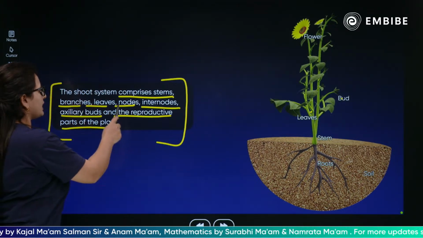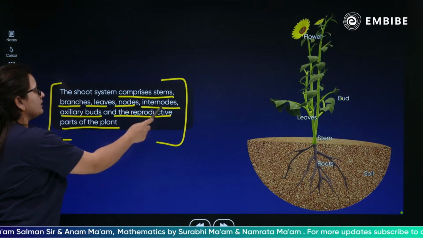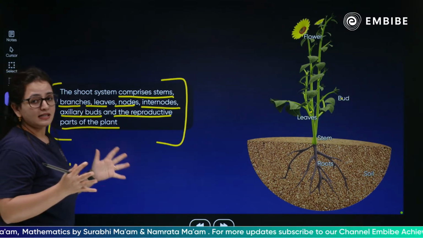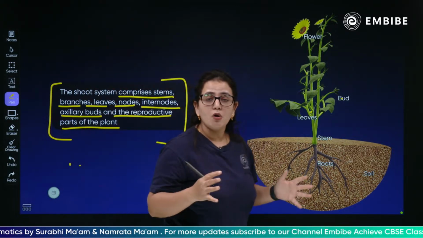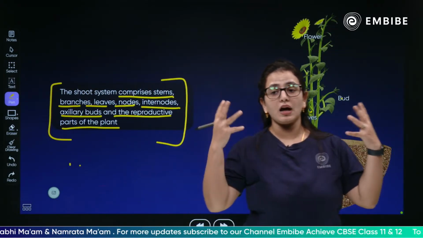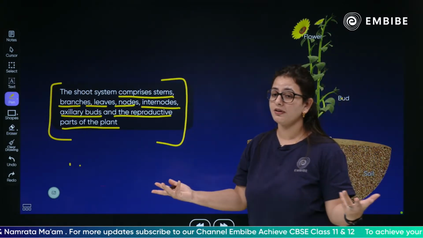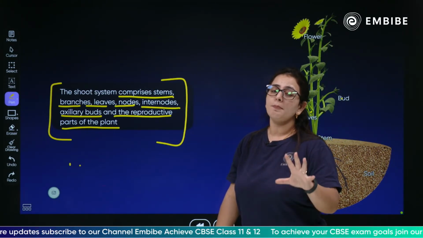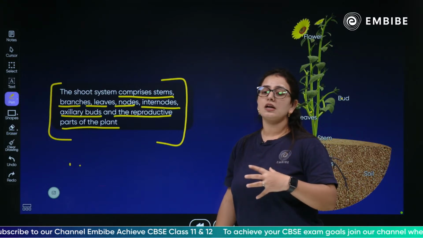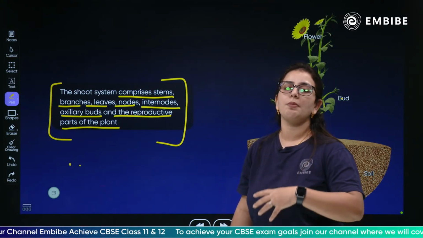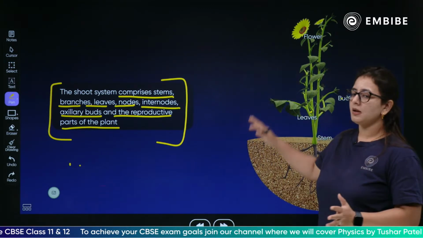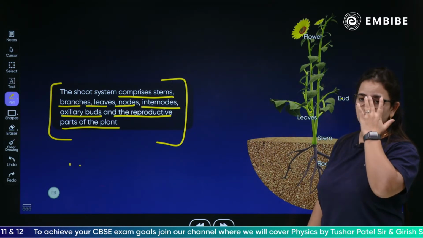We are going to study the nodes, the internodes, and the kind of leaves present in different plants. We are going to study the stem also, which kind of stem we have in different plants, and we are also going to study the reproductive parts, the flower. We are going to study the stamen, and the carpel or pistil also. So this is the part of the shoot system.